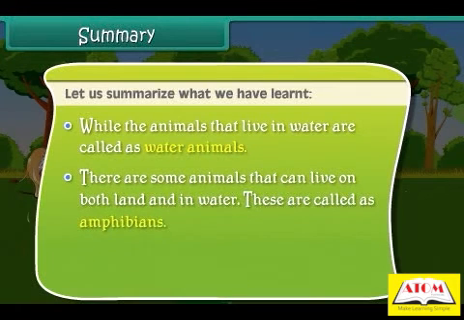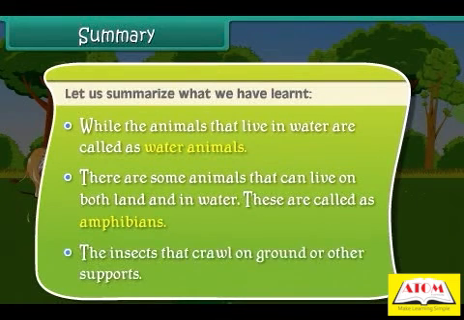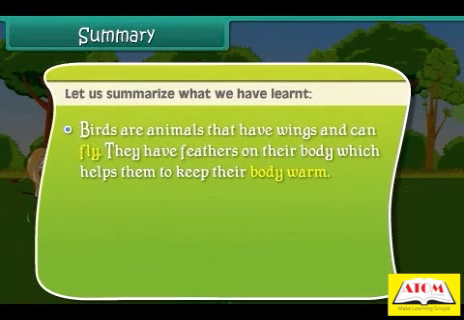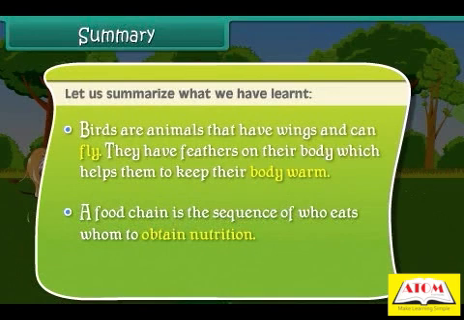There are some animals that can live both on land and in water. These are called amphibians. The insects crawl on ground or other supports. Birds are animals that have wings and can fly. They have feathers on their body which helps them to keep their body warm. A food chain is the sequence of who eats whom to obtain nutrition.